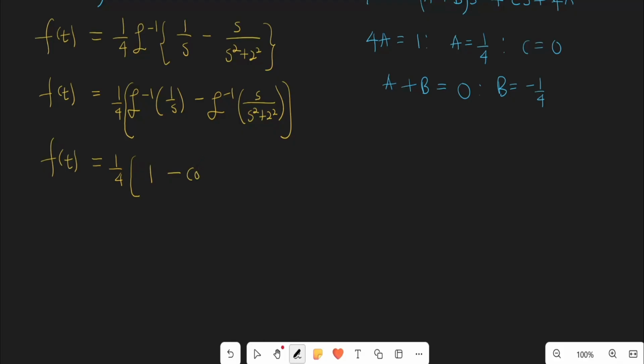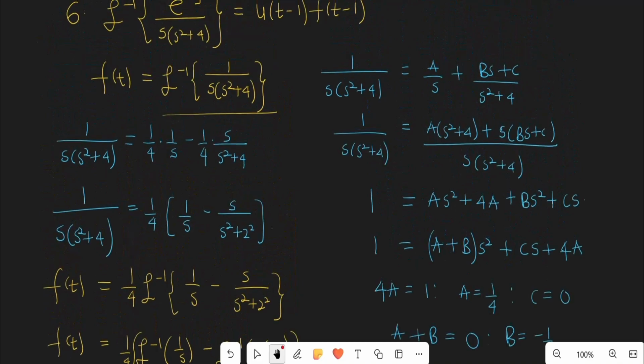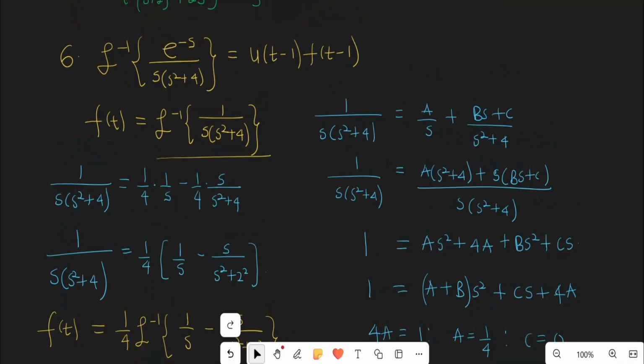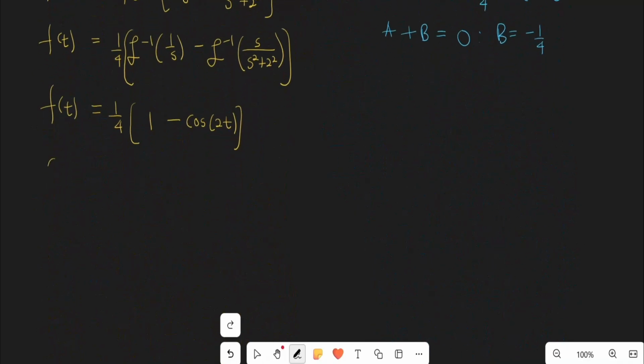Minus the Laplace inverse of s over s squared plus 2 squared. This one is going to be cosine of the constant times t. The constant here is 2, so cosine of 2t. So this is what we have for the Laplace inverse of our remaining function. Now that we have f of t, we can find f of t minus 1 and then plug it back into our equation. So for f of t minus 1, we just shift t by 1. So 1 over 4, 1 is a constant, there's no shift. And then we have the cosine of 2 times t, where t is now shifted by 1.